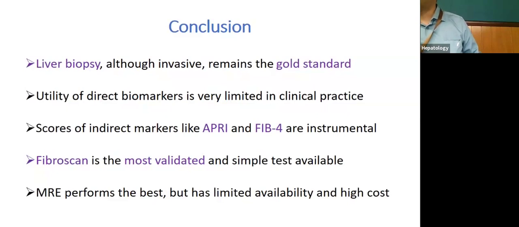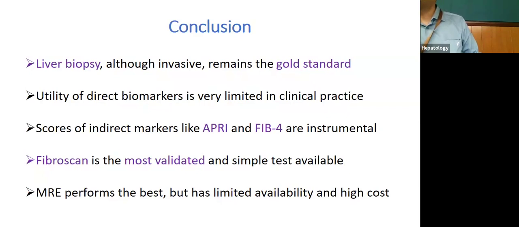So if you are sitting at a tertiary center where FibroScan is available, use FibroScan. But if you are sitting in a peripheral center where only CBC and LFT are available, you can use APRI and FIB4, and they are also very good markers. So they are very clinically relevant. FibroScan is the most validated and the simplest test available. It can be easily done with a small portable machine.